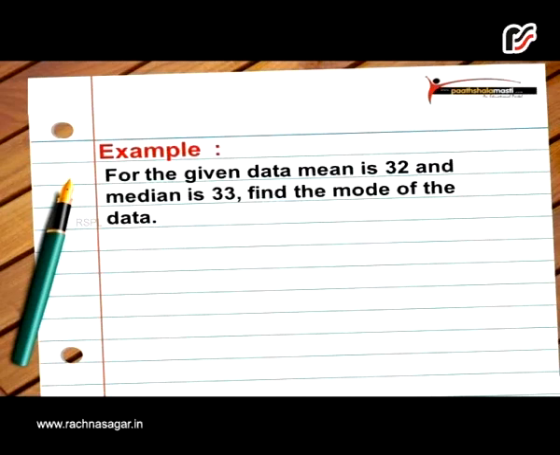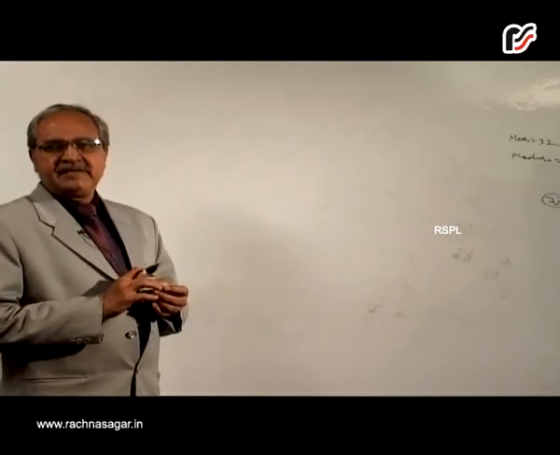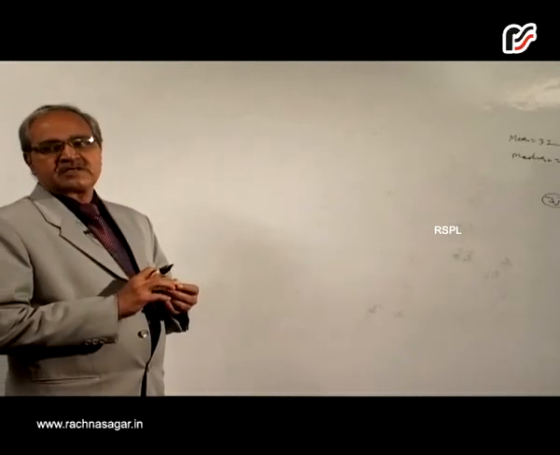For the given data, mean is 32 and median is 33. Find the mode of the data. In this question, we are given mean and median and we have to find mode.